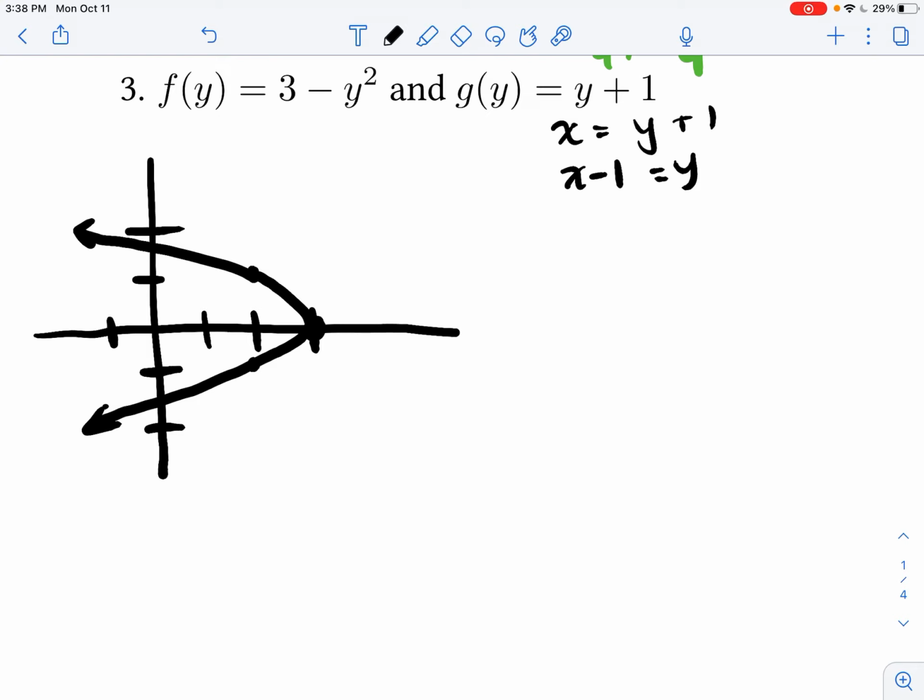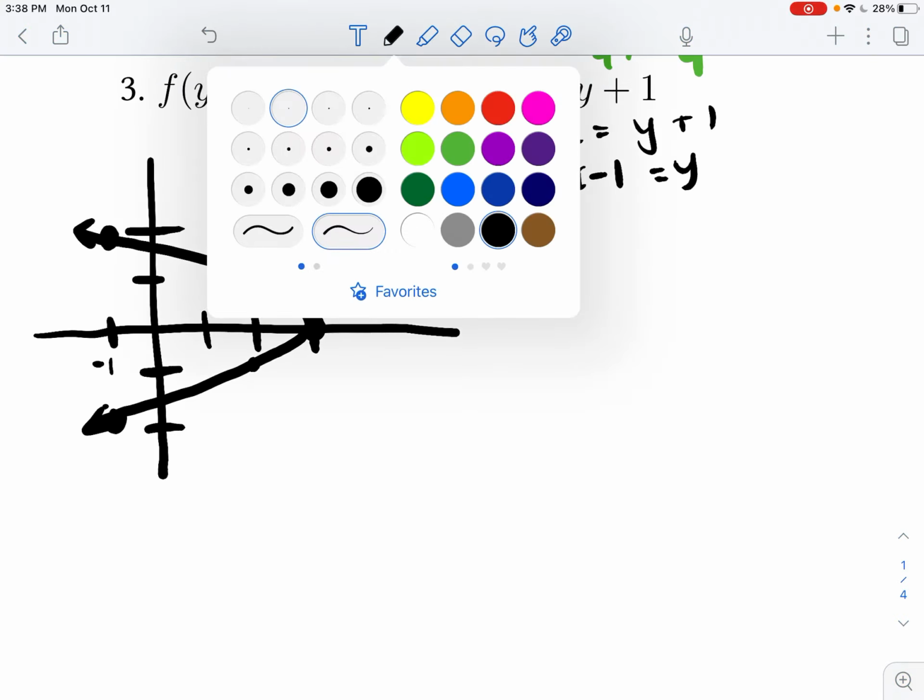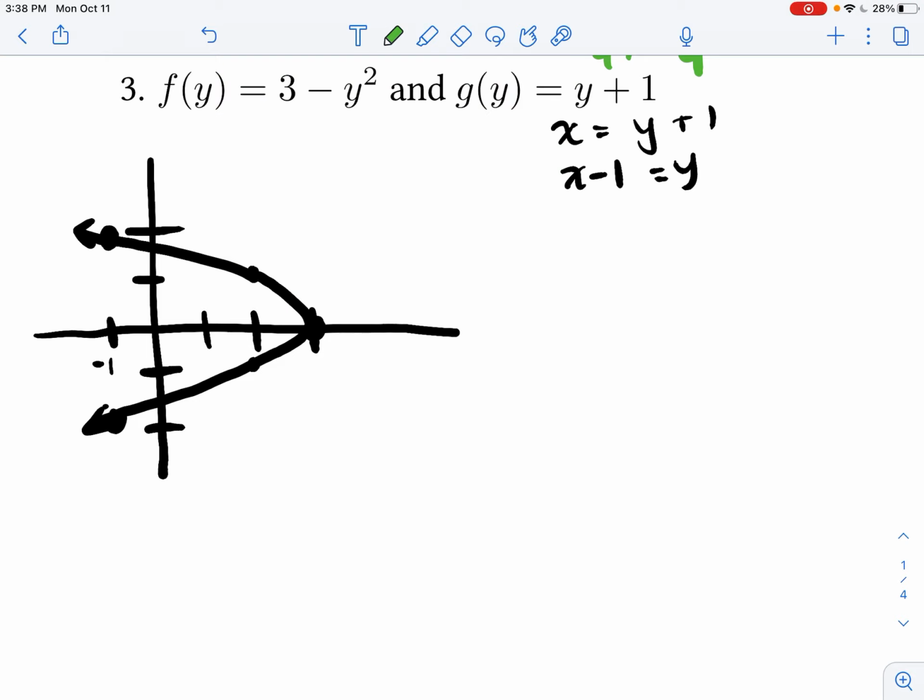And you can just plug in points too if you want to check. This would be -1. g of y looks like y plus 1, which we said is equivalent to graphing x minus 1 if we wrote it as a function of x. Or you could just plug in points: when y is equal to 0, x is equal to 1. When y is equal to 1, x is equal to 2. So you see that your graph is going to look something like this.